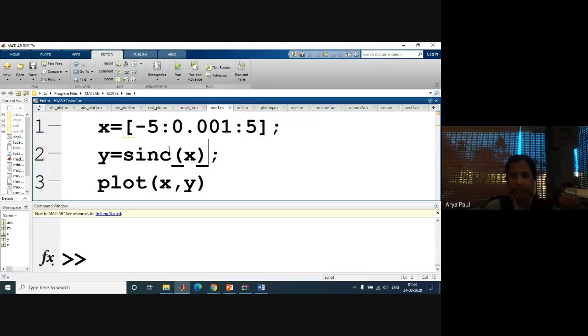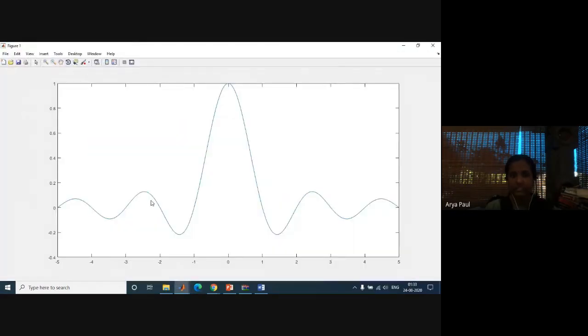Okay, I am defining my y equal to sinh of x. You just plot it, plot of x comma y. Okay, we will see what happens. You will get the sinh function like this. You can just type this code and check whether you are getting a sinh function like this. So this is the sinh function.